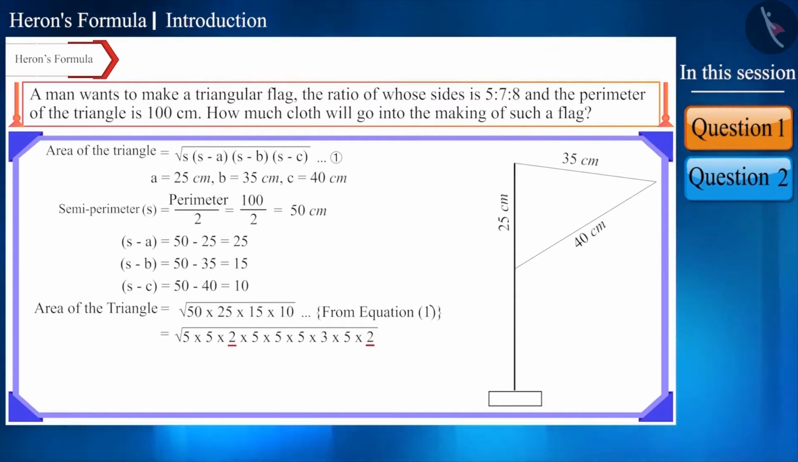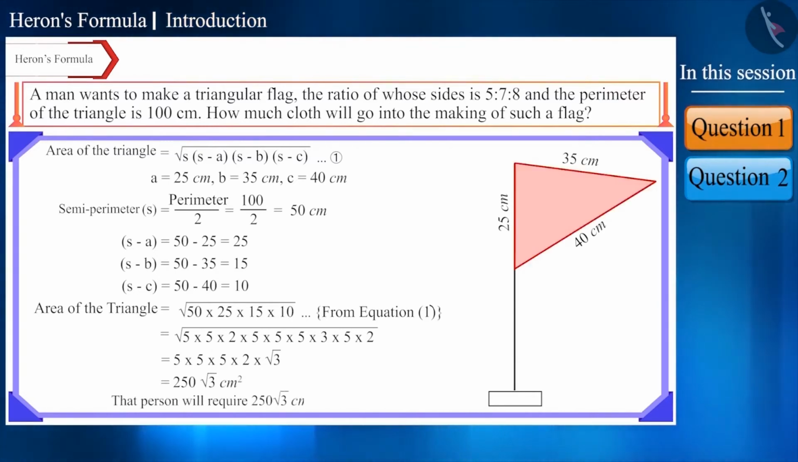Now friends, here the number 5 occurs 6 times and the number 2 occurs 2 times. By taking these numbers out of the square root, we will write the number 5 three times and the number 2 once. And we will write the number 3 within the square root. In this way, we will get our answer. Hence, the person will require 250 root 3 square centimeters of cloth to make the flag.